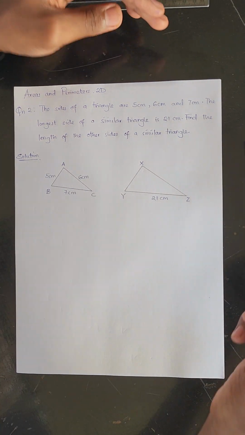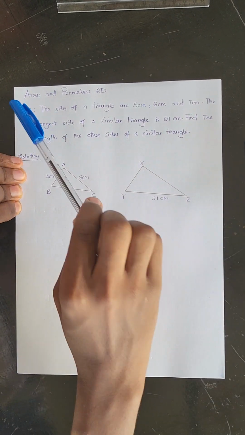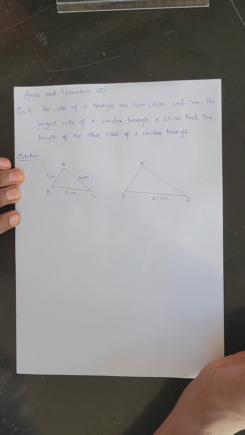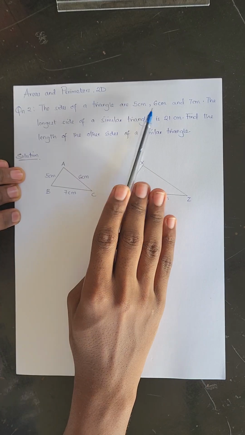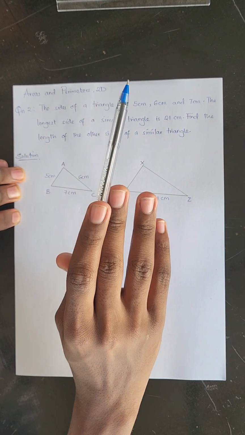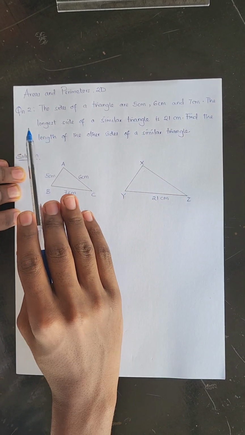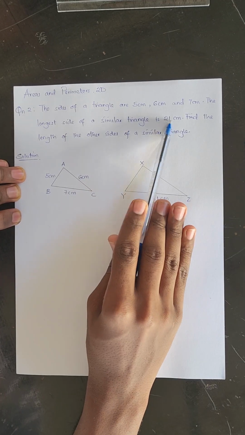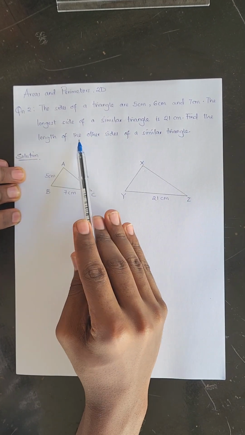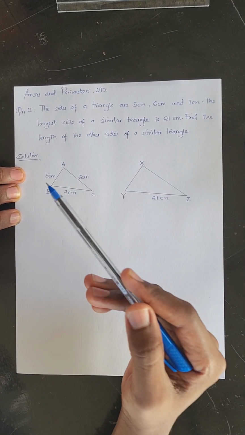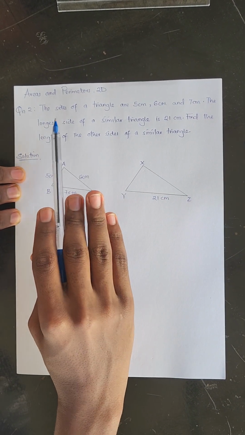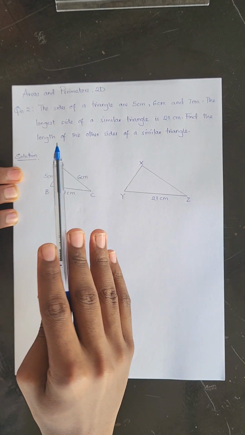Hello again. This is the second question from the topic of areas and perimeters of two-dimensional figures. The question states, the sides of a triangle are 5 centimeters, 6 centimeters, and 7 centimeters. The longest side of a similar triangle is 21 centimeters. Find the length of the other sides of a similar triangle. You can pause the video anytime and read the question on your own.